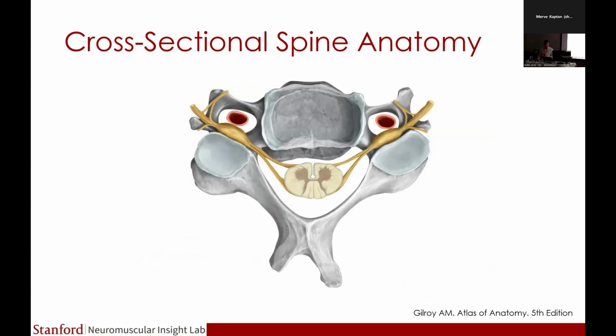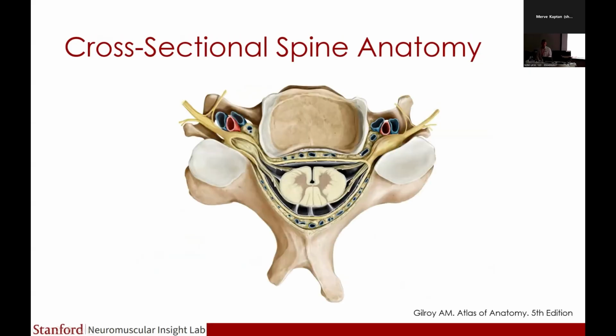Cross-sectional spine anatomy. So here's just the spinal cord with its rootlets, the spinal nerve. This is the dorsal root ganglion. We've got a vertebral artery here, which is in the vertebral foramen. But there's a lot more than just that. And there's a lot of structure. This space is not open. It's packed full of stuff.